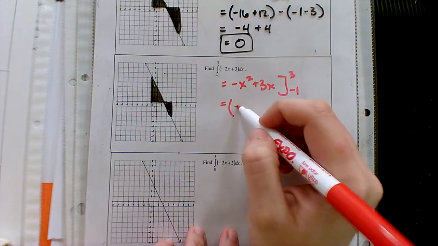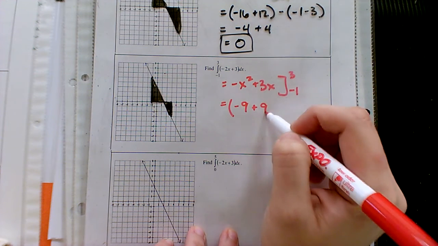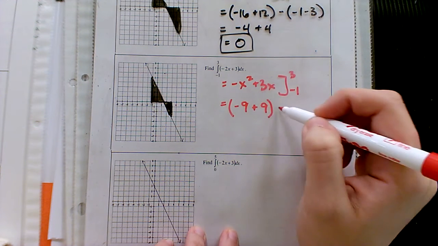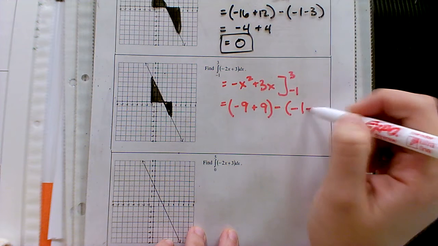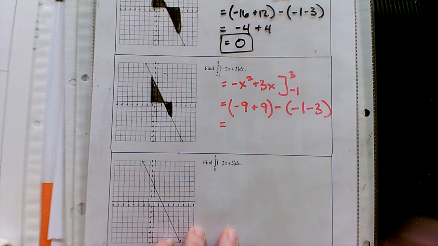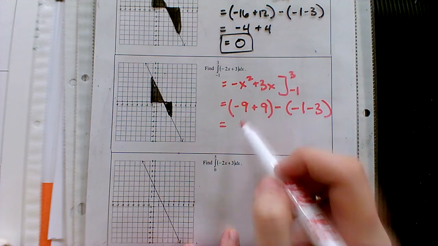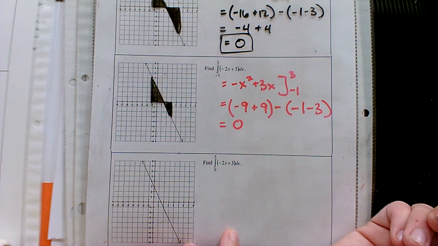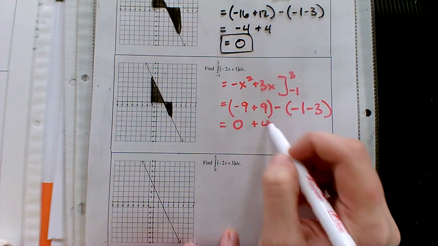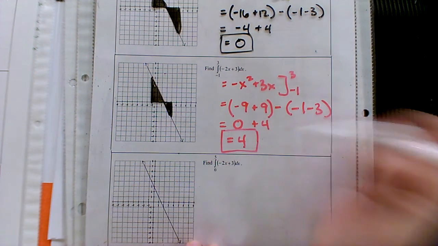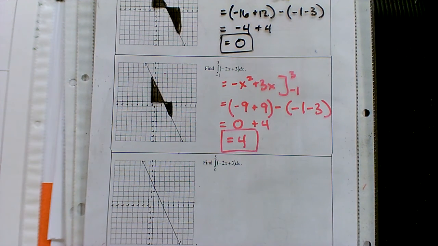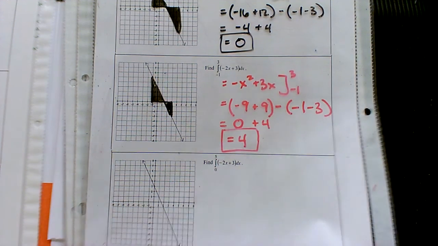Plug in 3 first, so negative 9 plus 9. And then plug in negative 1. Negative 1 minus 3. So we get 0 minus negative 4, which changes to a plus 4. We get 4. All right, so positive answer. More area above than below. Looks good.